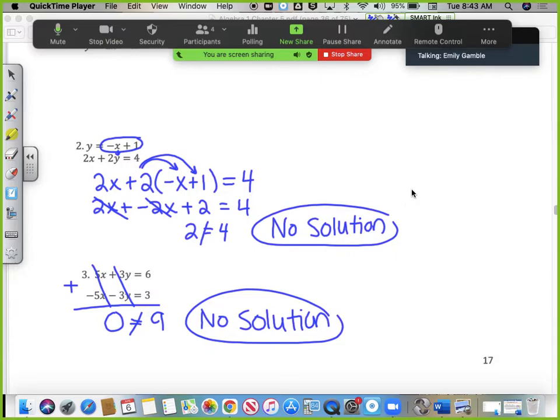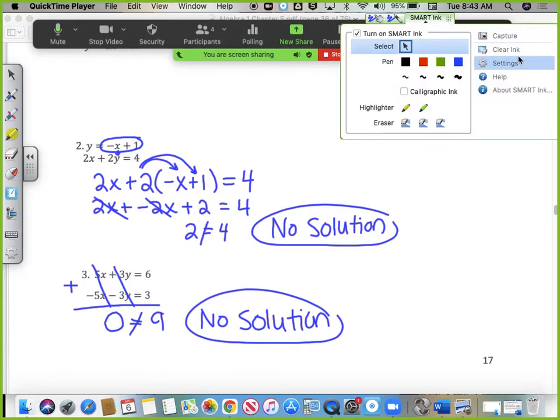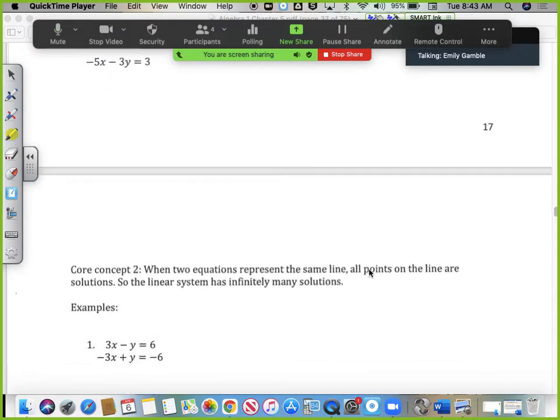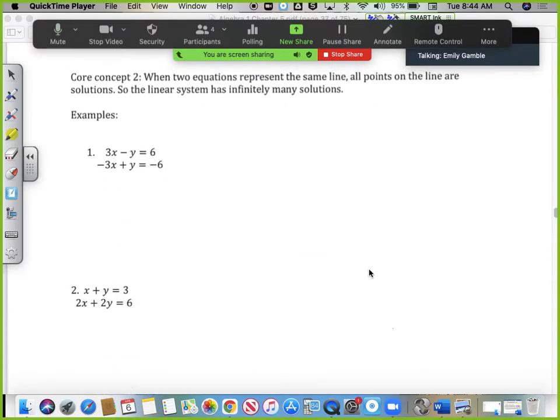So these problems are actually easy because you don't really have to solve anything. Things cancel out, and then you're either going to be left with a false statement, which means no solution, or the opposite on the next page. We'll see that you will be left with a true statement, which means infinite solutions. So when 2 equations represent the same line, all the points on the line are solutions because they're the same exact line. So we say that the system has infinite solutions.